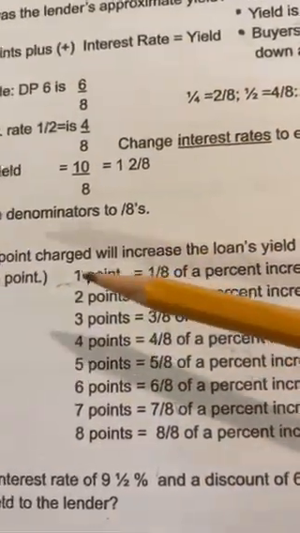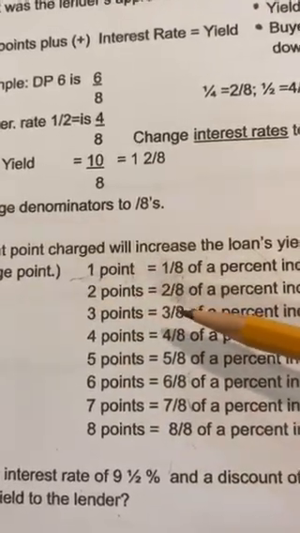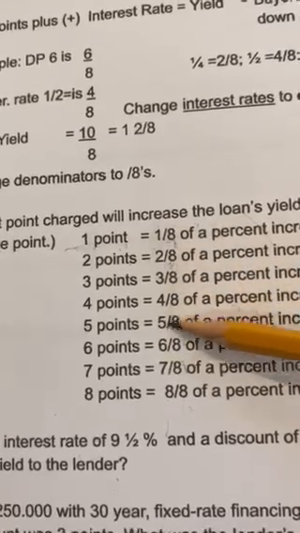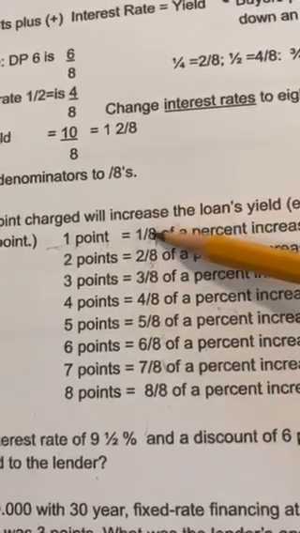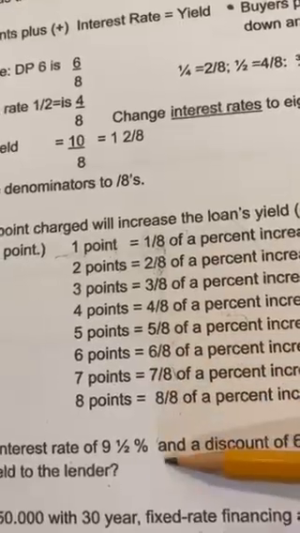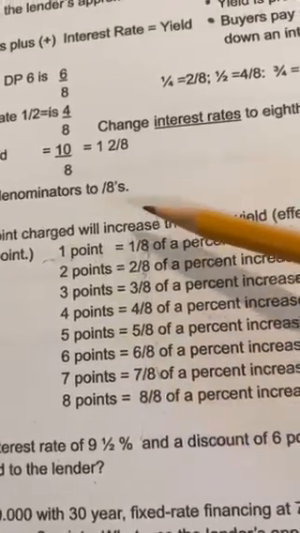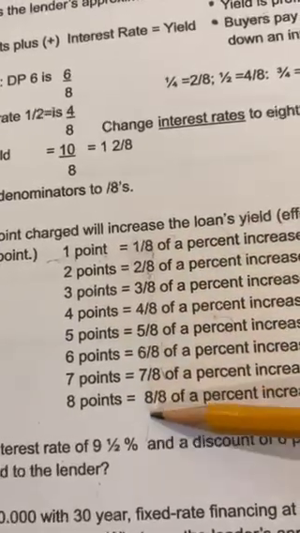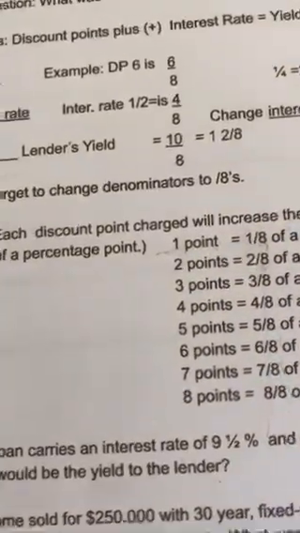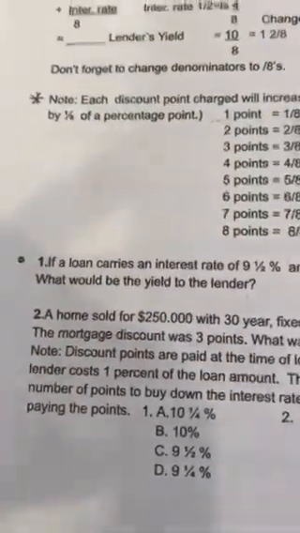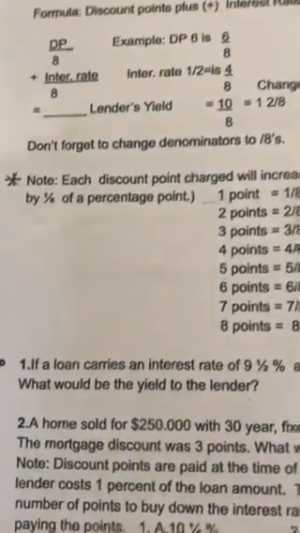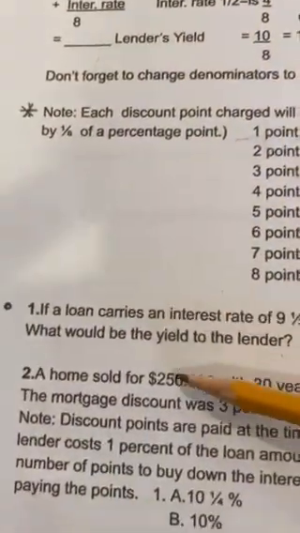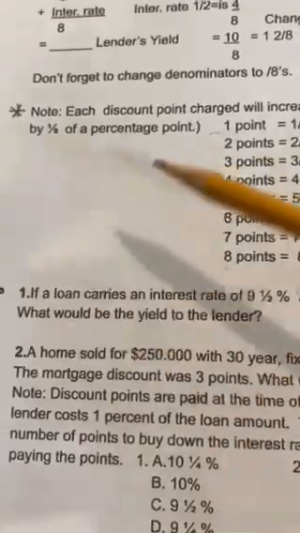In all problems with discount points and yield, the bottom number has to be an 8 in order to work the problem. So you have to convert anything that's not 8s into 8s, the two numbers that will be in your problem, before you can work your problem. Now let's go to a question. And we know the question is, what was the lender's yield? You memorize the question.